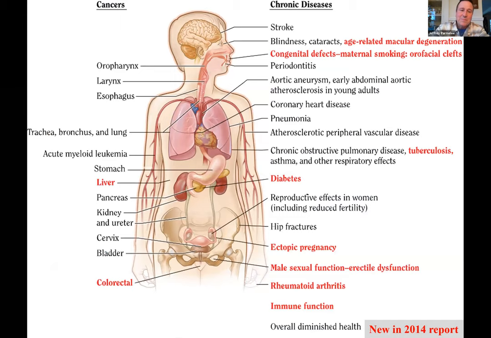Looking at some of the causes, the red ones were the new ones. Of course we knew lung cancer, esophageal cancer, things like that. But also bladder cancer, diabetes, sexual function, and your immune system, of course, is depressed if you are a smoker. I think you all know that as well. It's thousands of chemicals in a cigarette, put into your bloodstream and keep administering it, from when you wake up to when you sleep, among smokers.